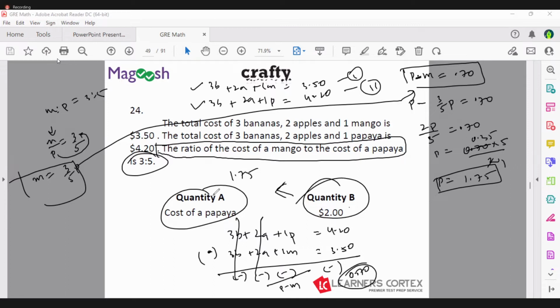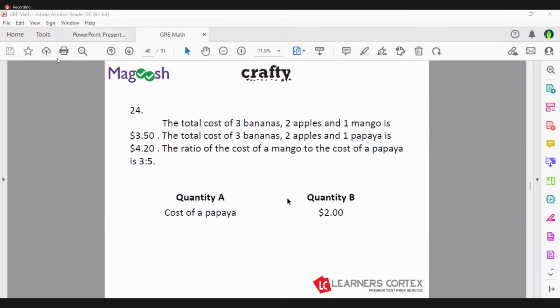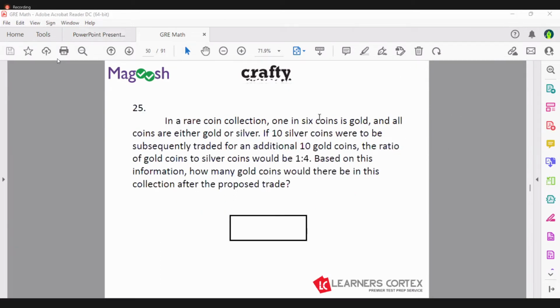Anyone who has not understood this part? Any questions regarding the whole solution? Okay. Now, in a rare coin collection, I think we discussed this question last time, if I remember correctly. Yes, sir, we discussed this one. Anyone wants me to repeat this particular question? Yes, sir. Can you do it, sir?